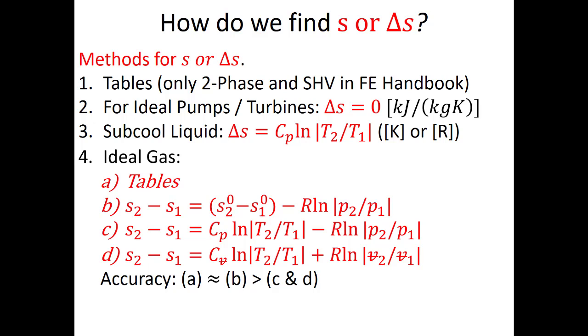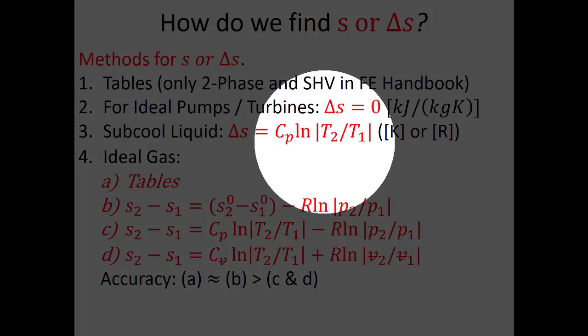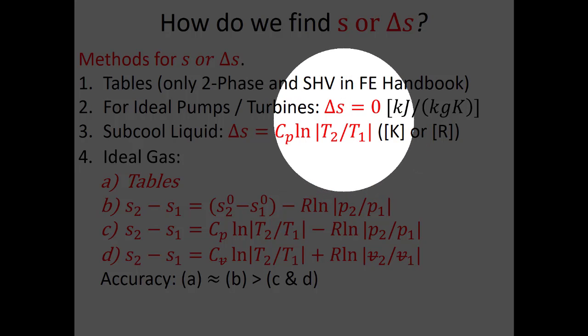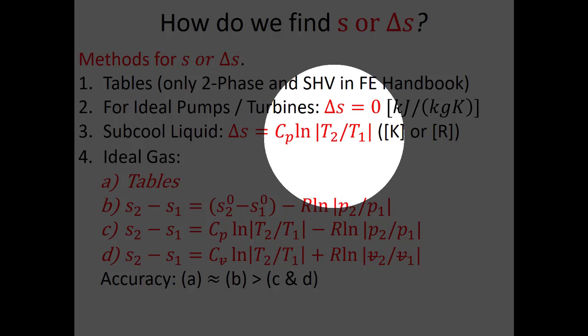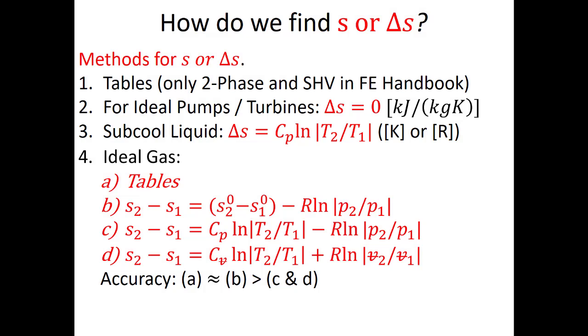If it's a subcooled liquid, remember for subcooled liquids, delta H is Cp times delta T. For subcooled liquids, delta S is Cp times the natural log of T2 over T1. So here this delta T gets replaced with the natural log of the ratio of temperatures, which you might remember from your math is actually the difference in the natural logs. But it's okay if you don't remember it. It's just right there. Again, because this equation has a Cp in it, you'd have to tell me that you're assuming that the specific heats are constant, in this case because it's an incompressible liquid.